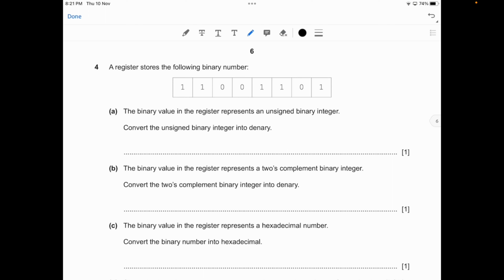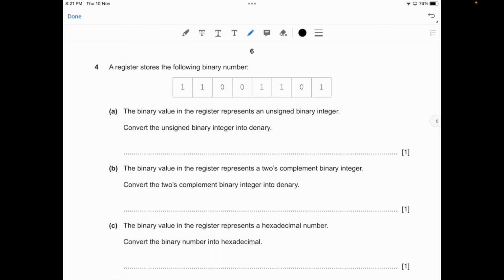Binary-based question: the register stores the following binary number, 11001101. The binary value in the register represents an unsigned binary integer. You have to convert the unsigned binary integer into denary.